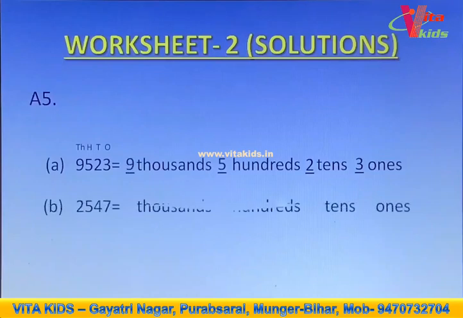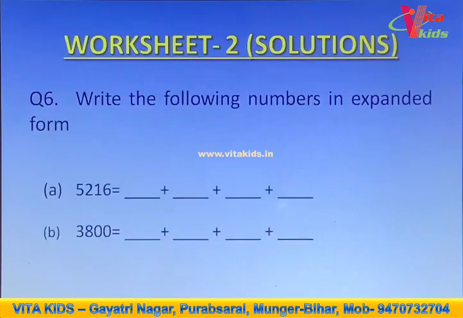B part, 2547. Let me put the place values on top. Now in ones place we have 7. Under tens column we have 4, so 4 tens. Under hundreds we have 5, so 5 hundreds. Thousands is already written. Question number 6. Write the following numbers in expanded form.